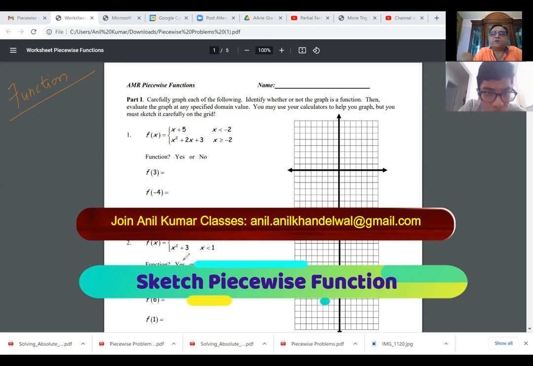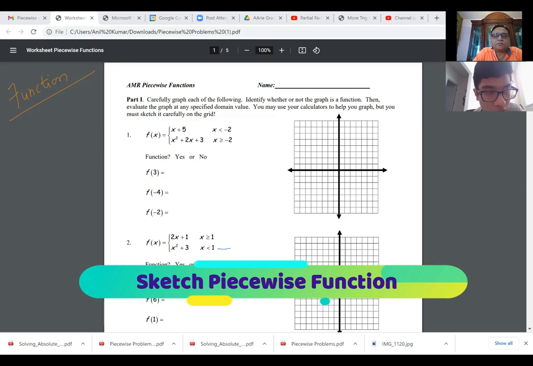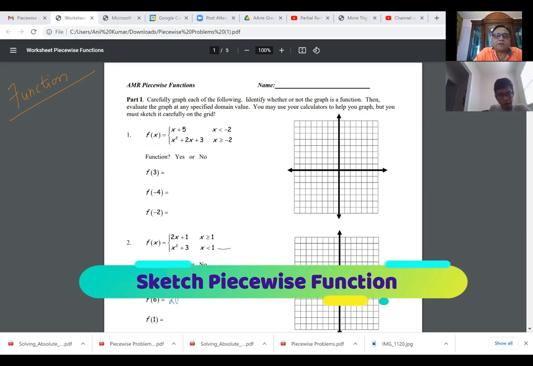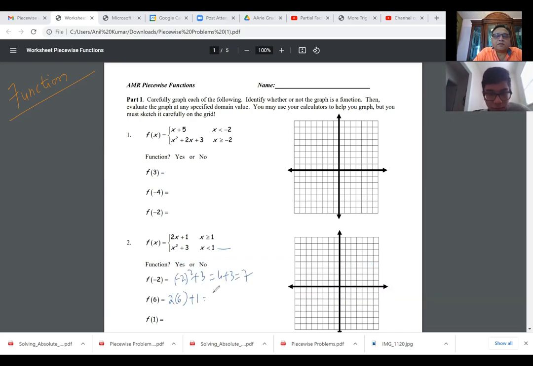So when we say f of minus 2, can you tell me what is f of minus 2? F of minus 2 is just 7. And f of 6? F of 6 is just 13. And f of 1 will be a linear function, right? So 2 times 1 plus 1, because that is included there, so it is 3.